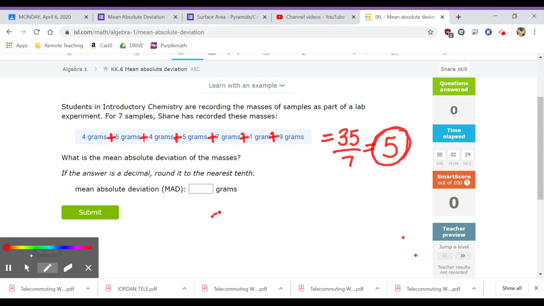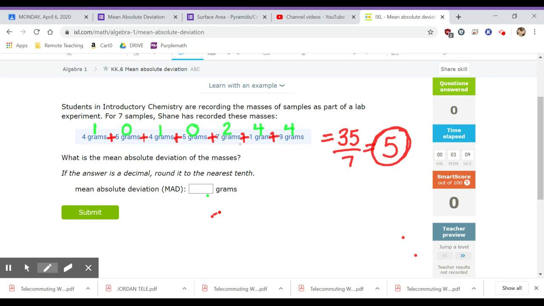Okay, after you find the mean, you need to find the distance from all of these individual numbers from the mean. So my mean is 5. So 4 is 1 from 5. 5 is 0. 4 is 1. 5 is 0. 7 is 2. 1 is 4. And 9 is 4. You could have subtracted those, or I kind of just did it in my head. You're deciding how many units this number is from my mean.